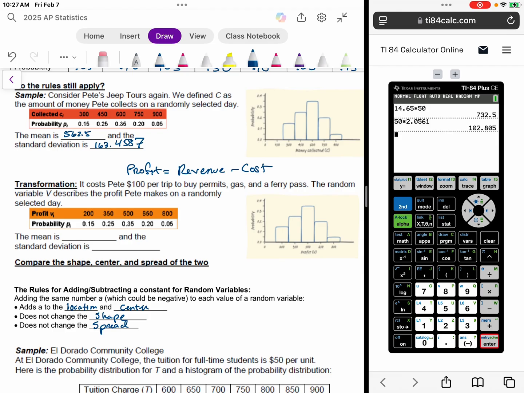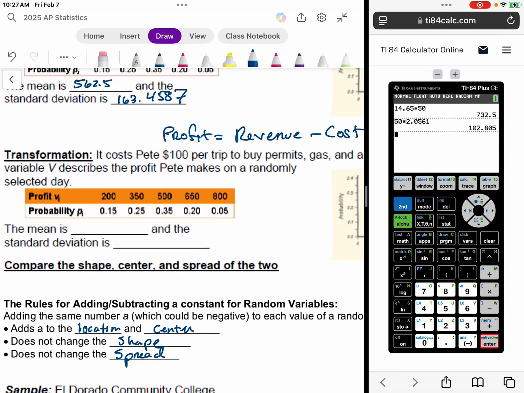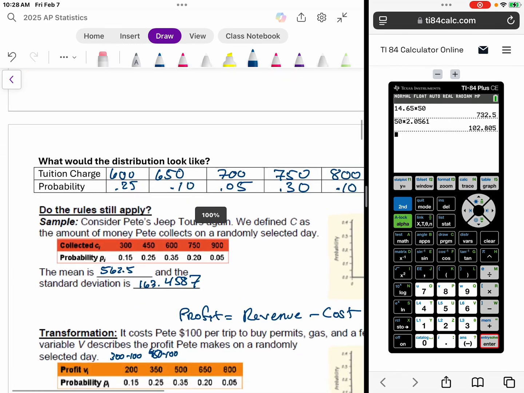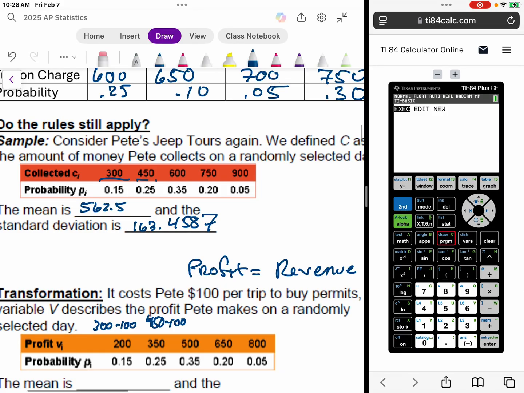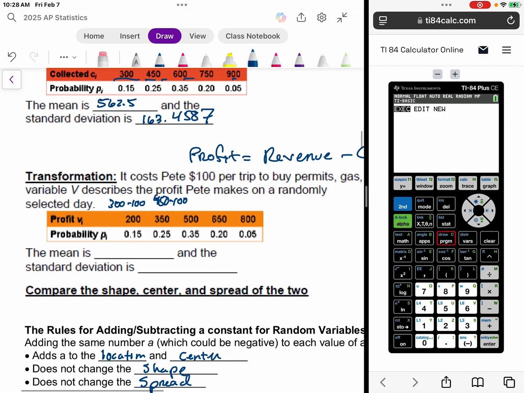They gave us the table, and they said, okay, what's 300 revenue minus 100? What is 450 minus 100? So they subtracted 100 from that previous table we had up here of the collected. And so, to save us some time here, now they're asking us, what's the mean and standard deviation of this one?